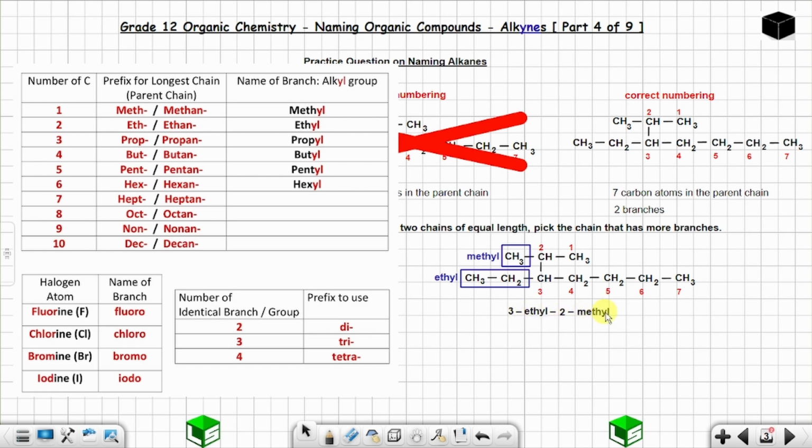Now you are going to name the parent chain. The parent chain is made up of 7 carbon atoms. You are going to use the prefix hept. You don't have a hyphen between words. And you are going to follow this with the suffix ane. Remember, you are naming an alkane.